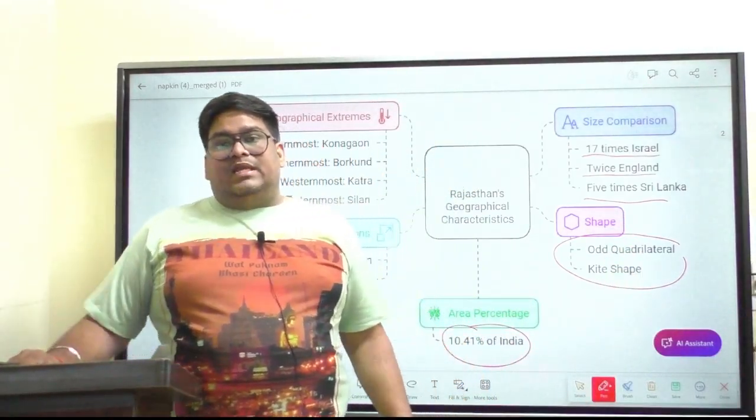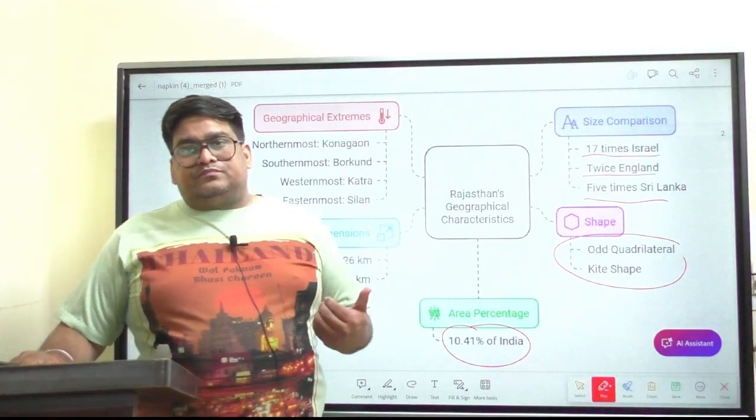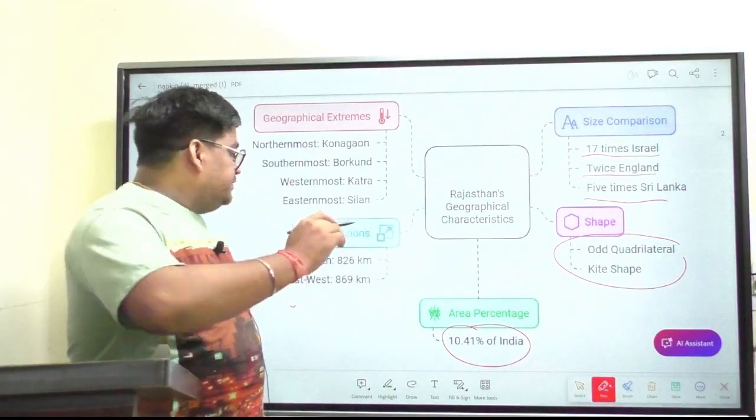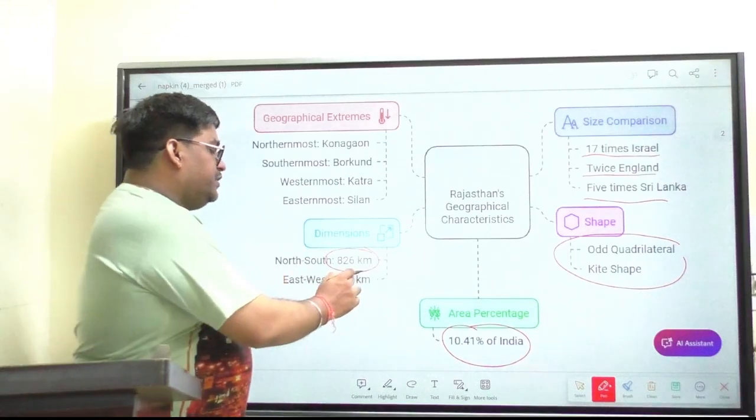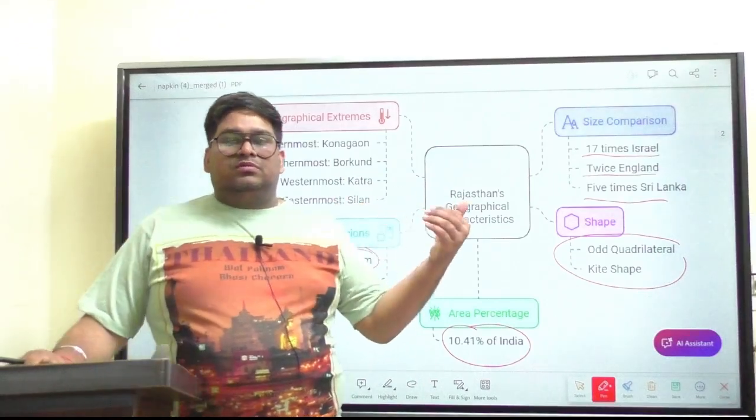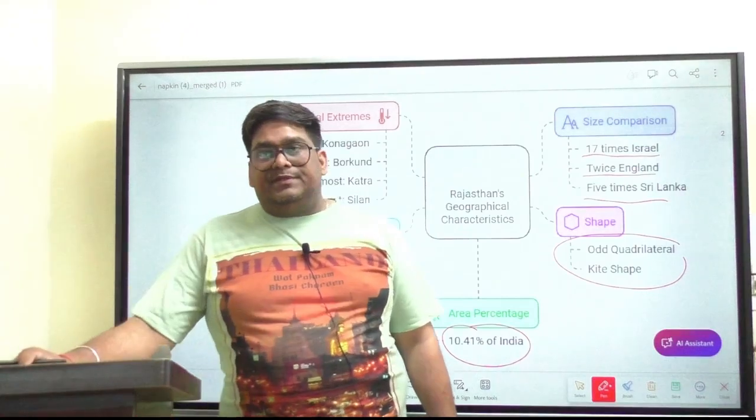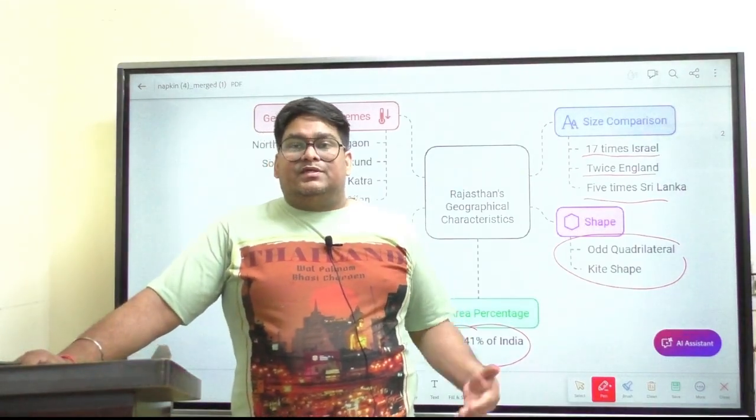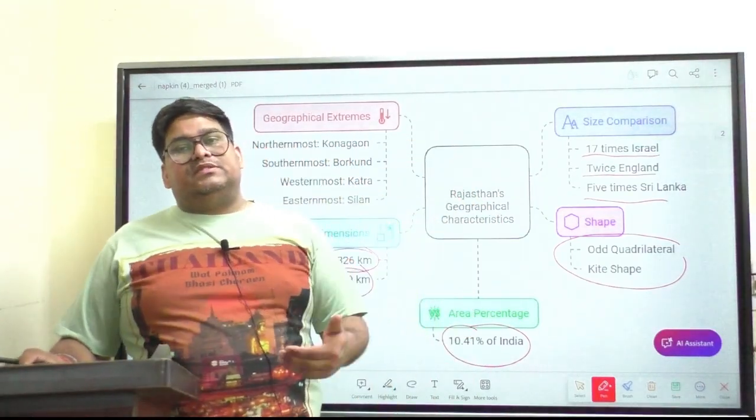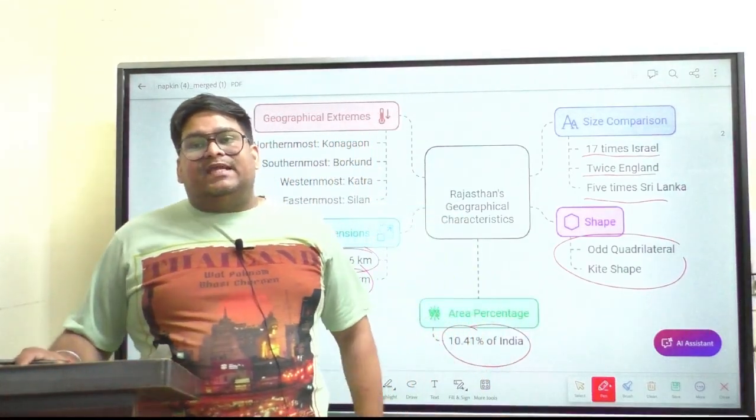Now the length, when you measure from north to south, is around 826 kilometers, and from east to west it is 869 kilometers. So you see almost similar distance, differing by only a few kilometers. North to south, the distance between the two extremities, the northern point and the southern point, is around 826 kilometers, and from east to west it is around 869 kilometers.